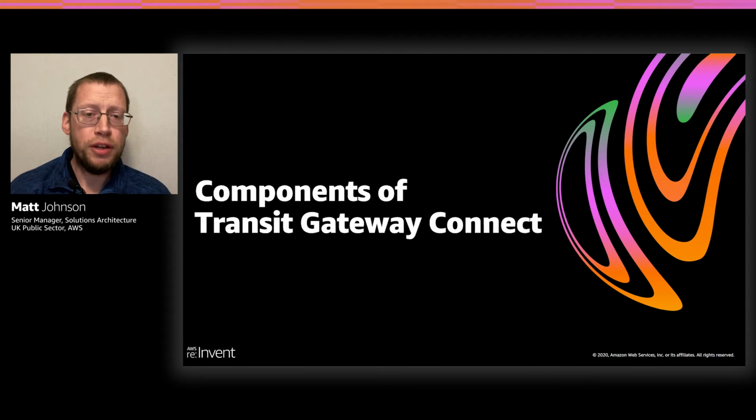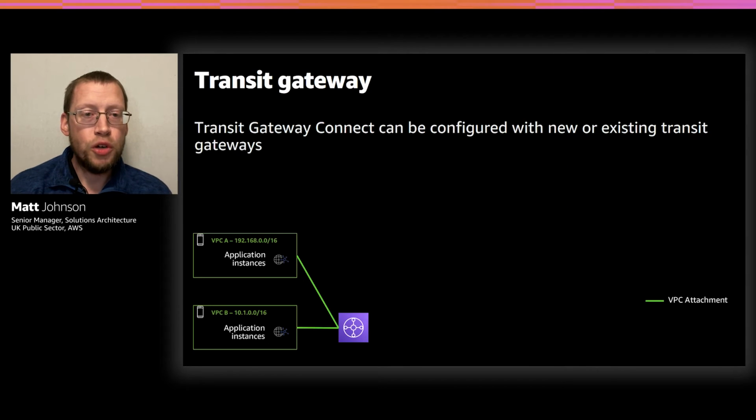So what we'll do now is have a quick look at the components that make up Transit Gateway Connect. So Transit Gateway Connect starts with a transit gateway. That gateway can be one that you already have in your architecture, or you can create a new one. So in this example, we have a transit gateway with 2 VPCs already attached and some application instances. And you notice those VPCs are attached using a VPC attachment.